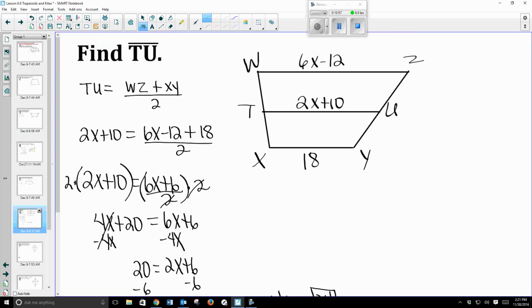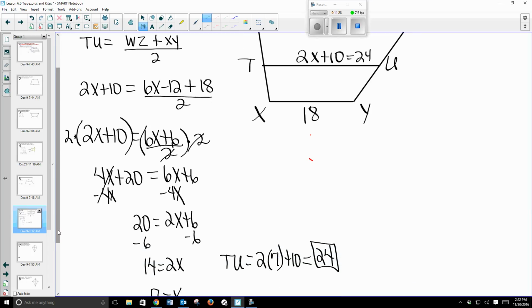If I plug in 7 here, I get 24. If I plug 7 in here, I get 6 times 7 is 42 minus 12 is 30. Is 24 the average of 30 and 18? Is it the midpoint? Is that halfway between? If I take 18 and I take 30 and I find the midpoint, would it be 24? It would be. Any questions about that?